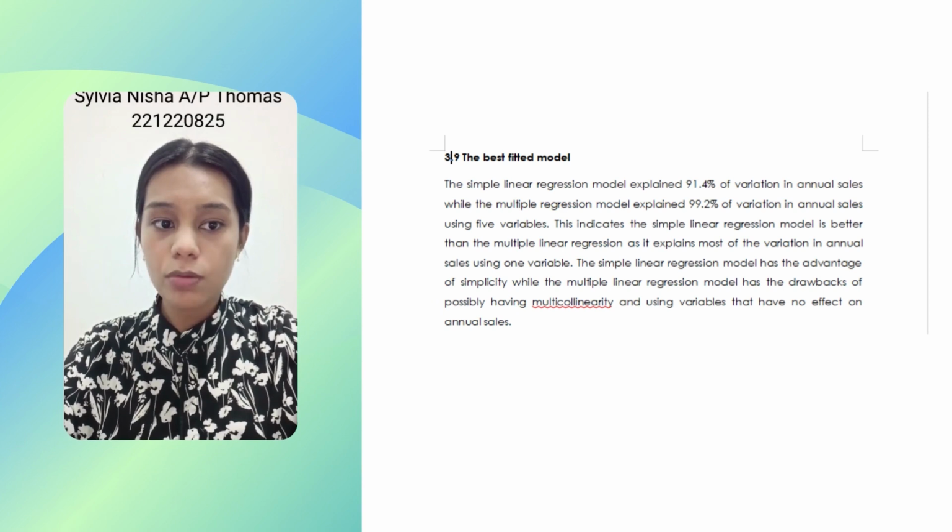The simple linear regression model has the advantage of simplicity, while the multiple linear regression model has the drawbacks of possibly having multicollinearity and using variables that have no effect on annual sales.